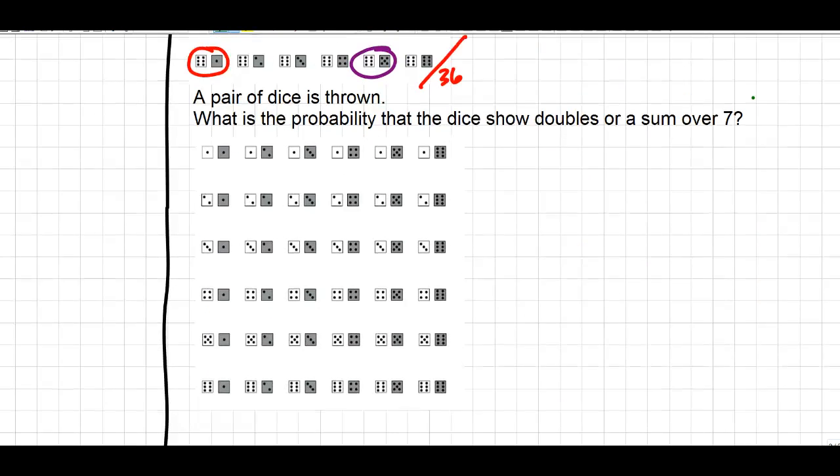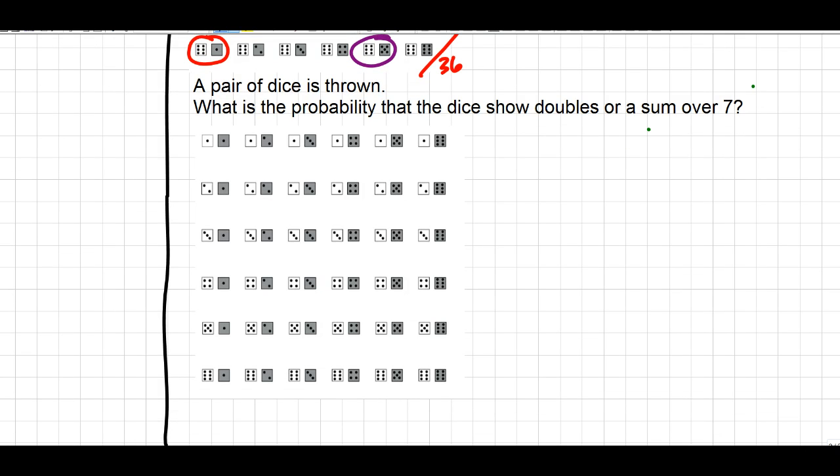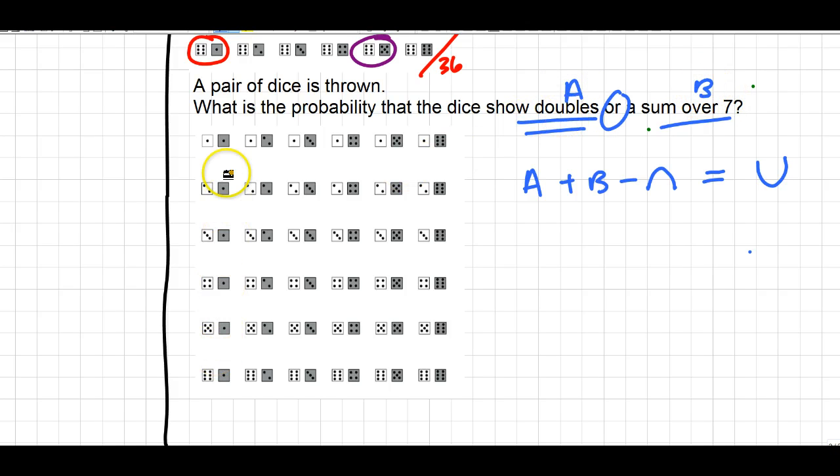So let's try that one more time with a slightly different question. What is the probability that the dice show doubles or a sum of 7? Again, with the presence of the word or, I know that I'm going to be doing A plus B minus the overlap. That will get me the or, which is the union symbol. So let's do doubles as event A, sum over 7 as event B. So doubles, let's find where those are in the picture.